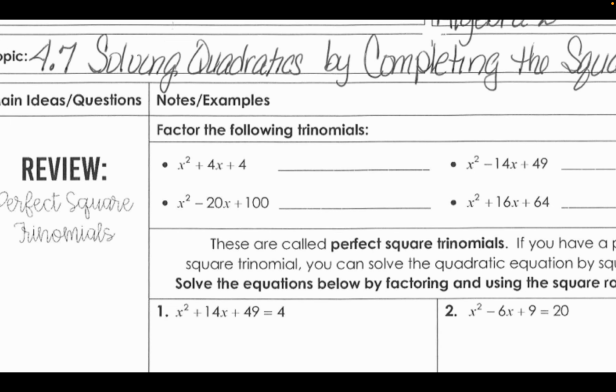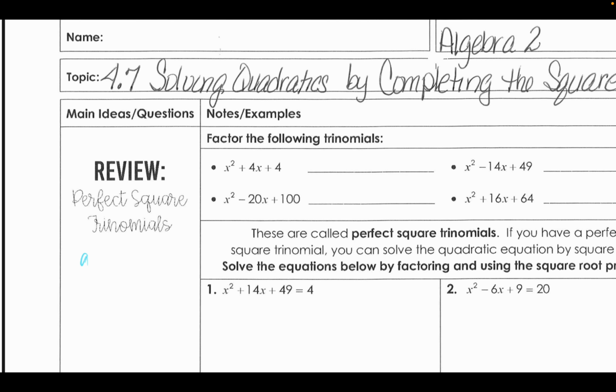How perfect square trinomials work is you have a squared plus 2ab plus b squared, or a squared minus 2ab plus b squared. Essentially, we have two perfect squares that start and end the trinomial, and in the middle you have the square root of each being doubled.